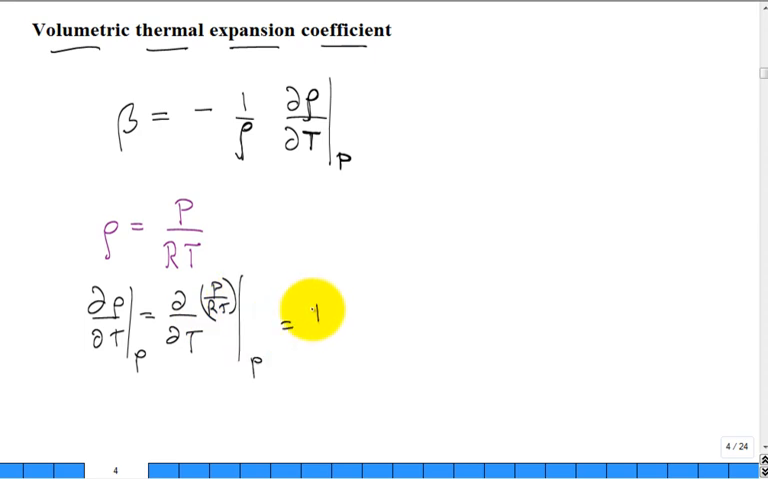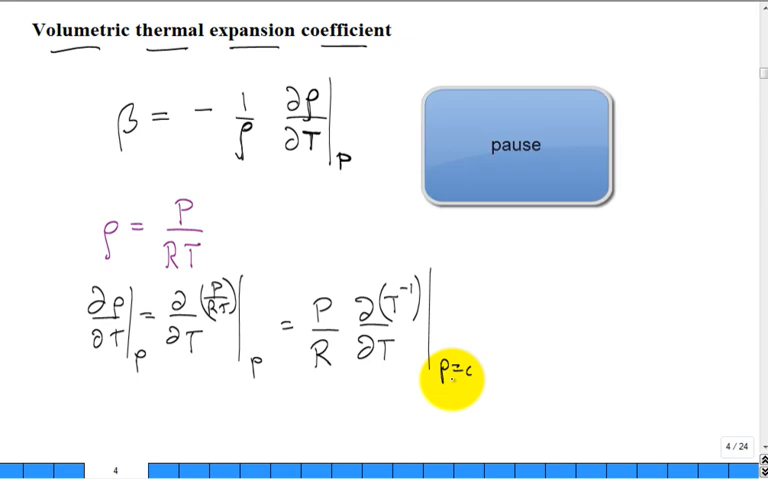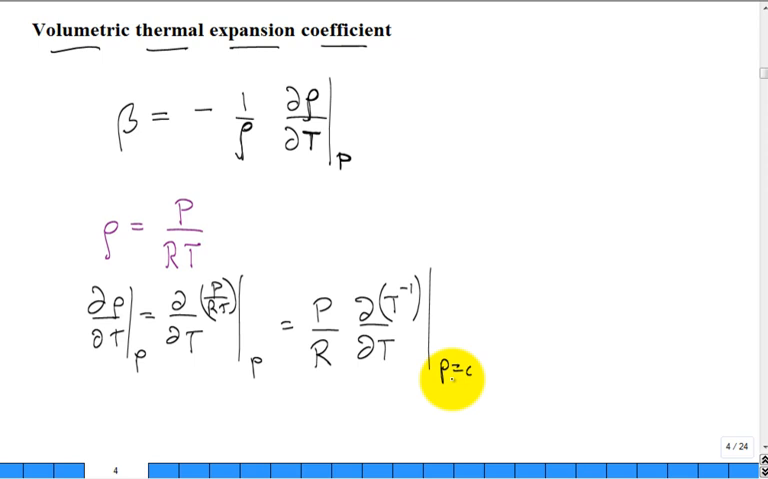holding pressure constant. Can the pressure and the gas constant come outside of the derivative? And so now you're left with the derivative with respect to temperature of, let's put it as T to the minus 1. We already held P constant. I'm going to pause. Calculus experts that you are, I'm going to walk around and I want to see you take the derivative. So we have the P and the R, those are constants, and it's a negative 1 over T squared, or negative T to the minus 2, a couple ways you could write it.